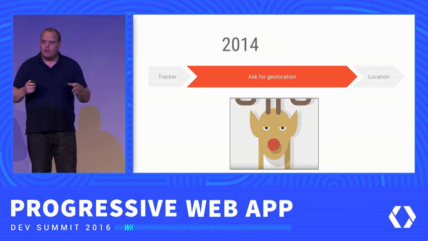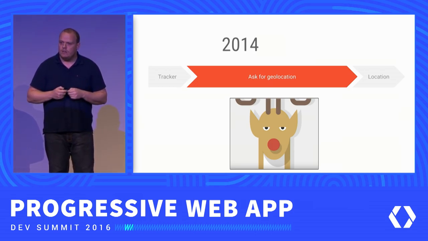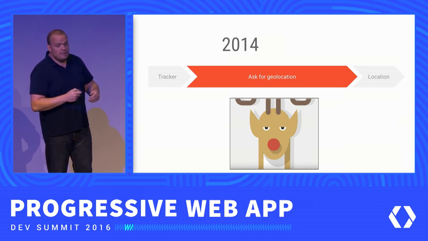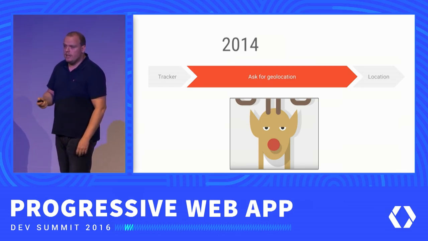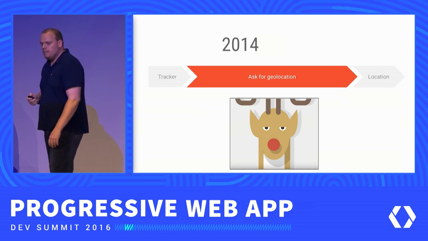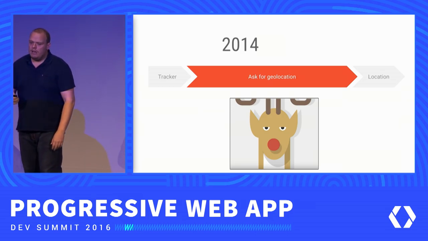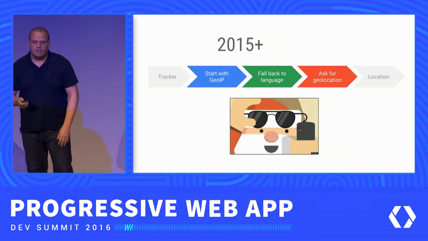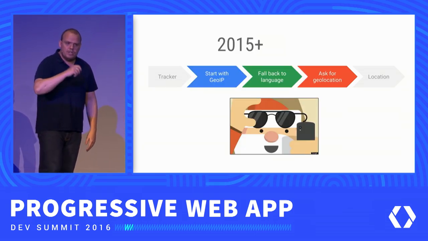So we had this experience where a whole bunch of users didn't get the full rich experience of the Santa Tracker, because they either disabled geolocation, never used it, or didn't have the geolocation API even available in their browser. And we found that we didn't have a great accept rate for using that one particular feature.